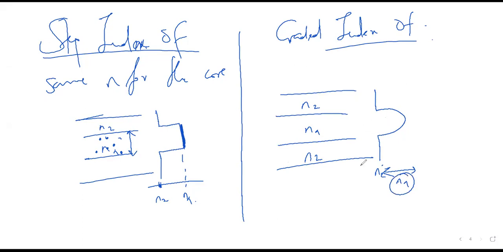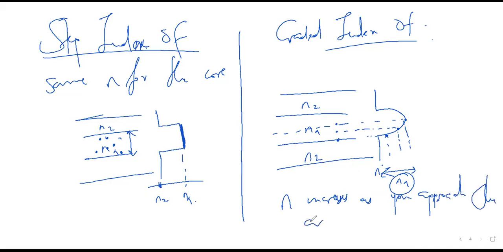What do I mean by that? It means at this point the refractive index is around this value here. At this point, the refractive index is this other value, which is not the same. At this point here, we have another value of the refractive index. The refractive index increases as you go towards the axis, towards the center. That is what a graded index optical fiber is.